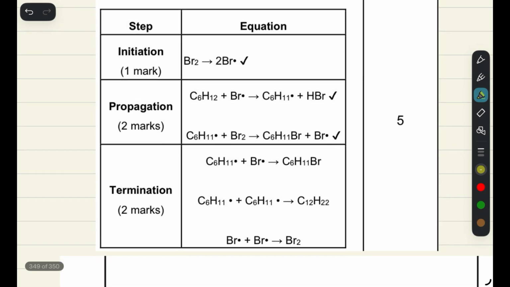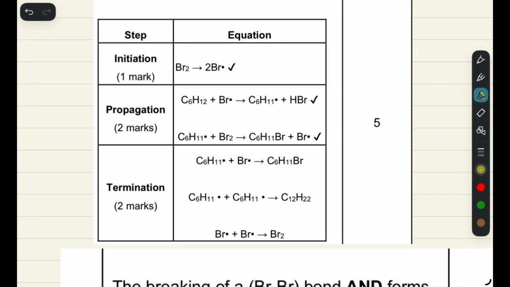Okay. Again, this is something that you just need to know. So read the question. Initiation, you're doing the homolytic fission with the halogen, and then a radical reacts with the alkane, and then also that alkane radical you form reacts with the halogen, and you get your products. Cool. Termination, you link everything together. So again, putting that all together, you get your answers.